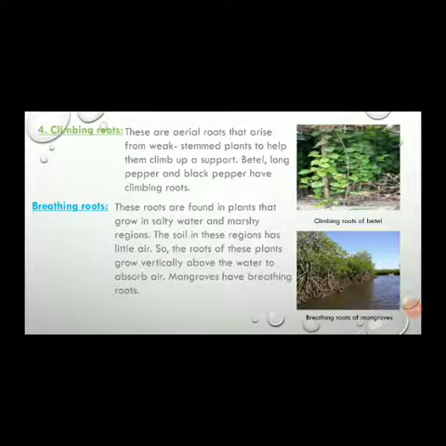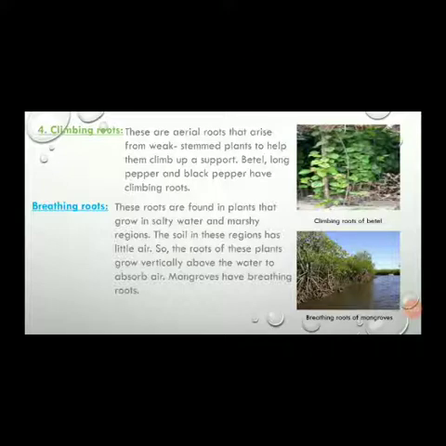Now, fourth, climbing roots. These roots are also aerial roots. Some plants like betel, long pepper, and black pepper have climbing roots. These roots help the plants to climb up the support, which can be another tree, wall, etc.